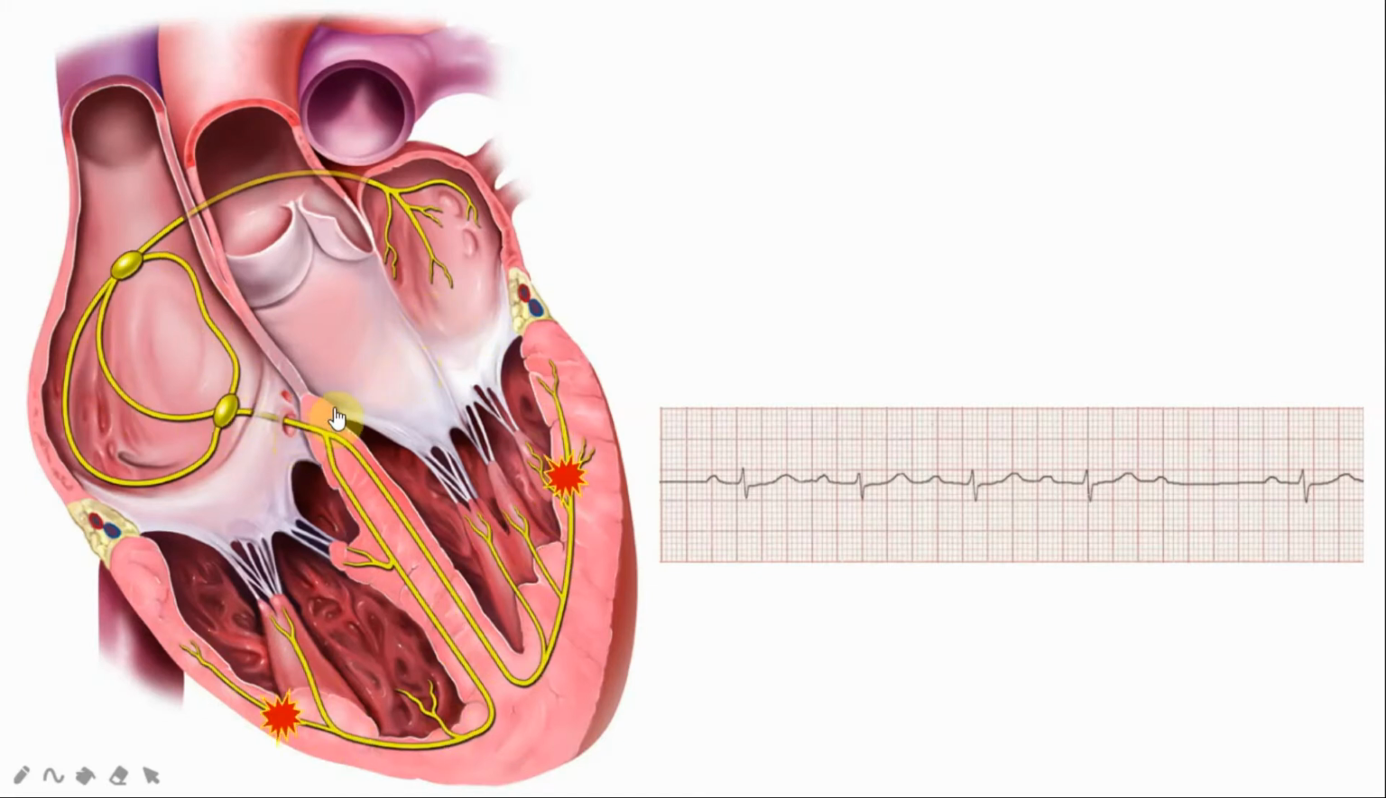If the block is below the AV node, like the bundle of His, right bundle branch, or left bundle branch, usually the QRS complex is wide. So one way we can differentiate between Mobitz type 1 and Mobitz type 2 is by looking at the morphology of the QRS complex. Like here, the QRS complex is pretty narrow. That is why this is the Mobitz type 1 block. But in the next one, I'll show you what happens in Mobitz type 2 when the QRS complexes are a little wide.